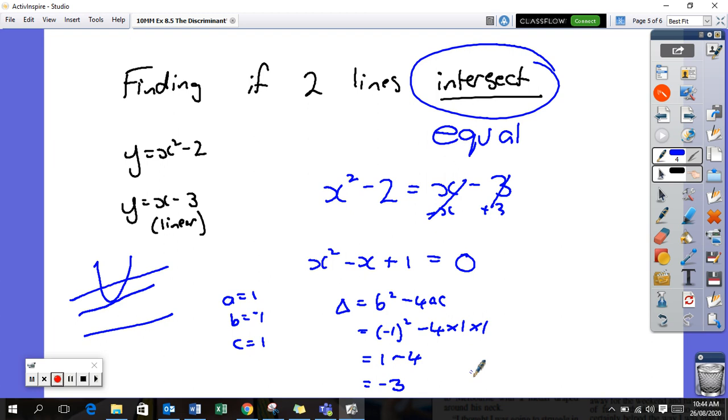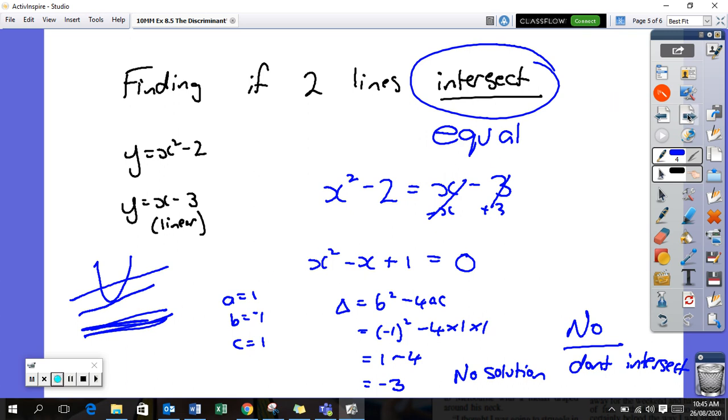Okay, equals minus 3. So that means there are no solutions because the discriminant is negative. So no, they don't cross. Okay, they don't intersect. So this is going to be the situation. It's going to go underneath.